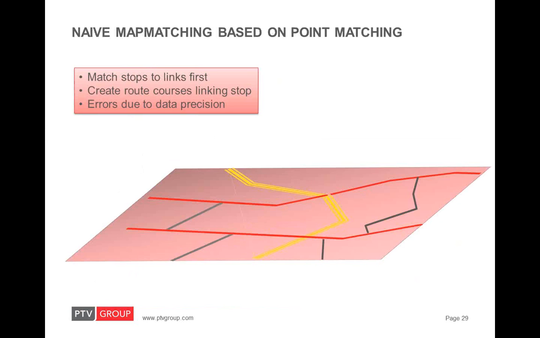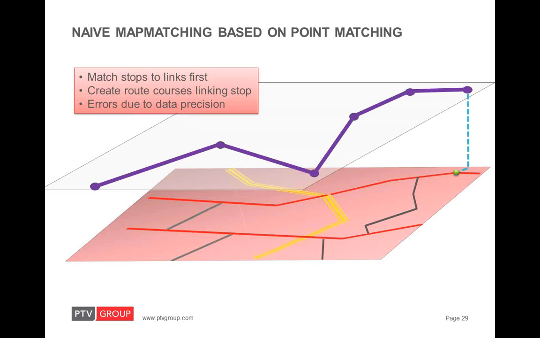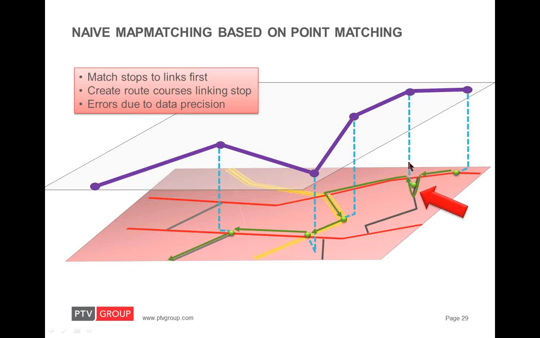So a more simple approach would be, and this is how many people have done it in previous times, they were first looking at the stops, and then they were matching the stops on links or on nodes. And then the next task was to find the route course for the given stops. And as you can see in this example here, this is probably not a realistic line routing.